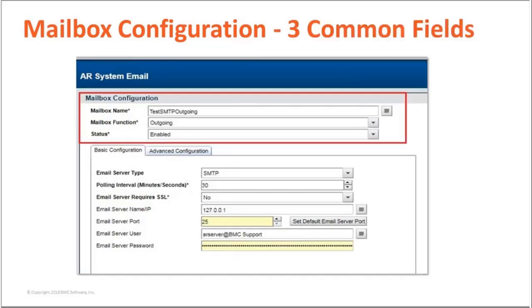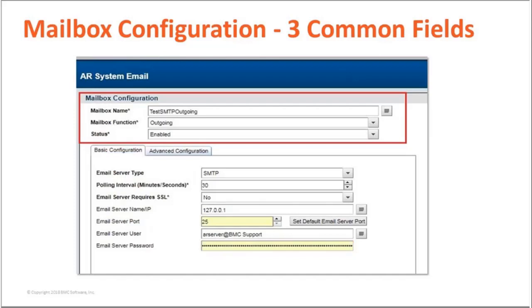On the email mailbox configuration form, there are 3 common and required fields for each mailbox that you configure. First, we have the mailbox name. The value specified here can be any name of your choosing. As an example, you can specify the protocol and function in the name, such as shown here as test SMTP outgoing. This type of naming convention can make it easier to troubleshoot when reviewing the email engine logs, especially when you have multiple mailboxes. But again, this can be any name or naming convention of your choosing.